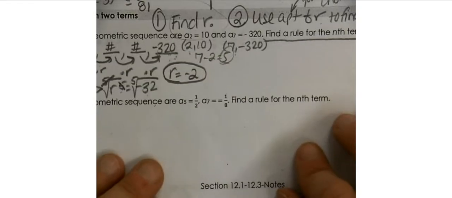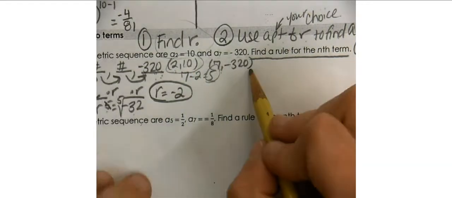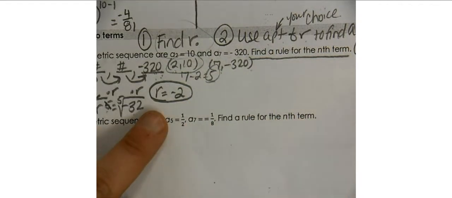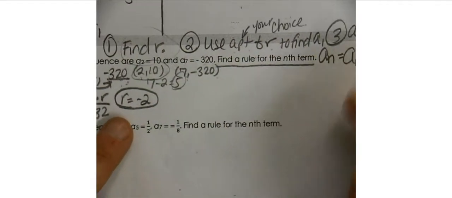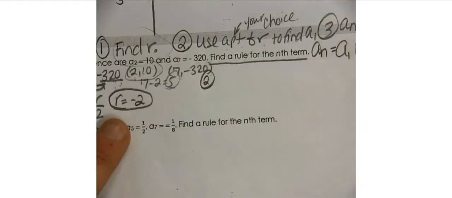Now I'm going to use a point of my choice, and personally I like (2, 10) better than (7, negative 320). And I'm going to use my r value and substitute those values into my function, into my rule. This is going to help me find what a sub 1 is, what my first term is.